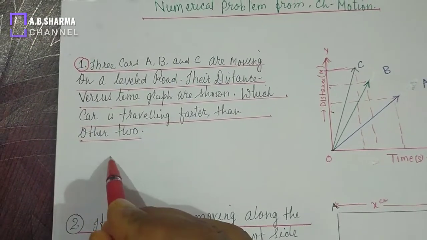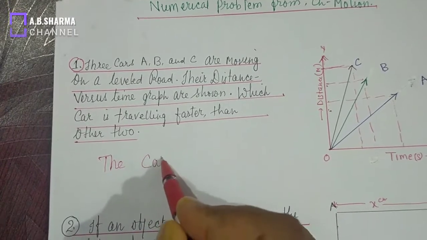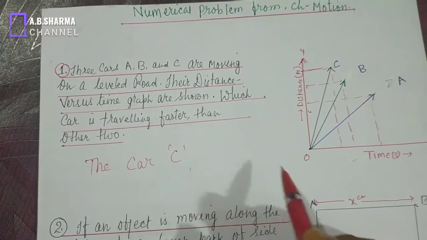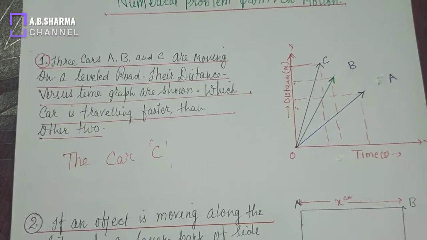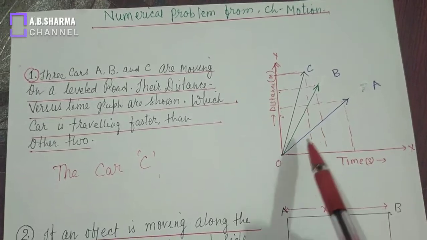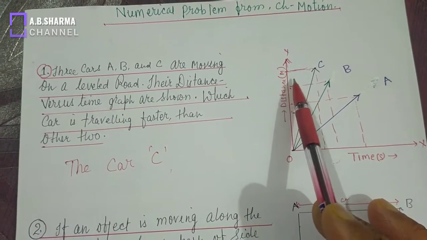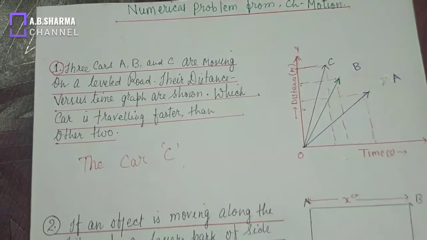We will write the answer: car C. Car C is traveling faster than the other two, because from the distance-time graph it is clear that it is taking very less time to cover a large distance. So its speed will be more.